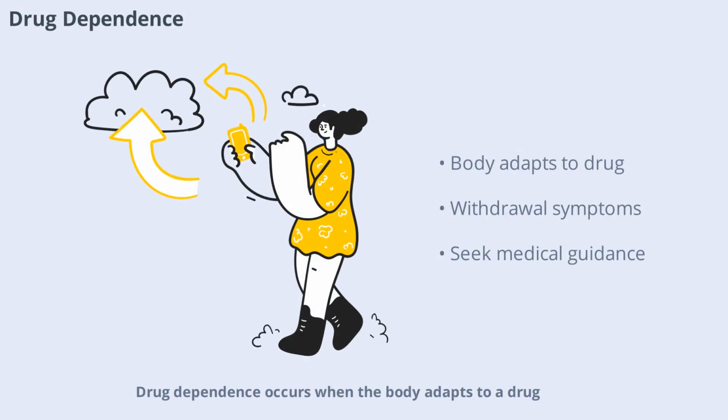Drug dependence occurs when the body adapts to a drug, resulting in withdrawal symptoms if the drug is stopped suddenly. Dependence can be physical, psychological, or both. It's important to recognize the signs of dependence and seek medical guidance for safe discontinuation or alternative treatments.